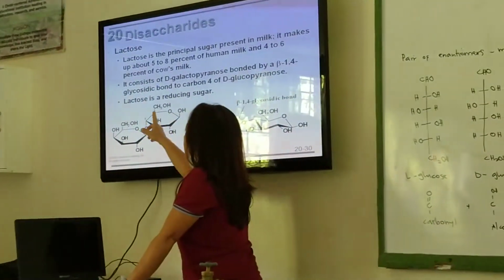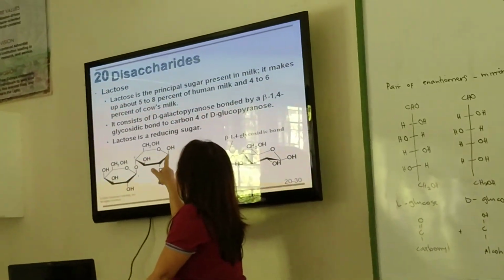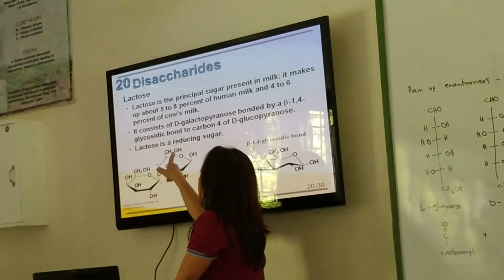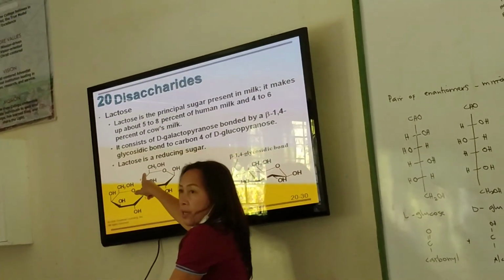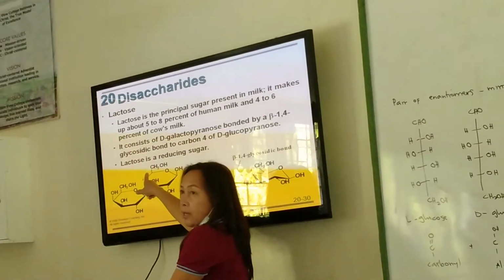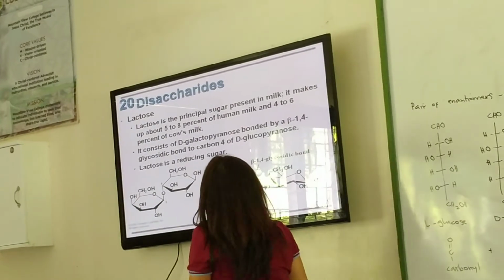So, like this, you have the C-O-C-O-H. So this portion is the hemiacetal group. Get it? Okay.